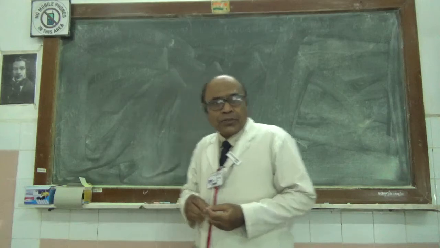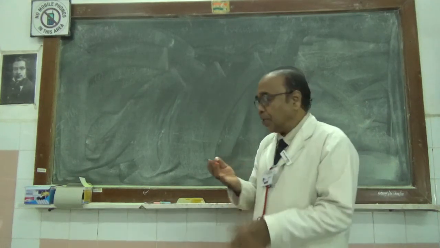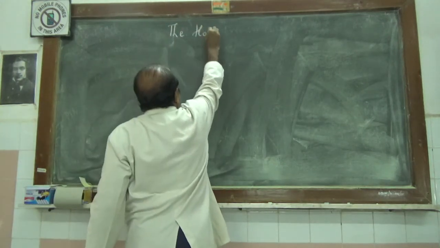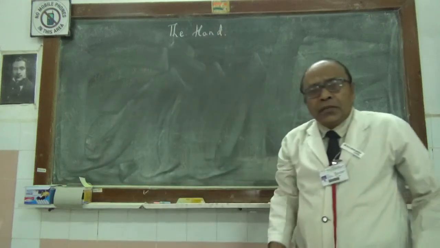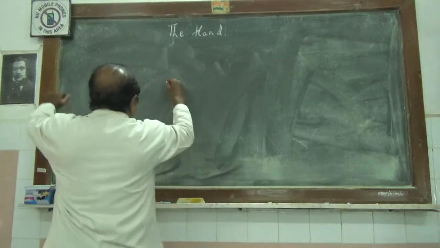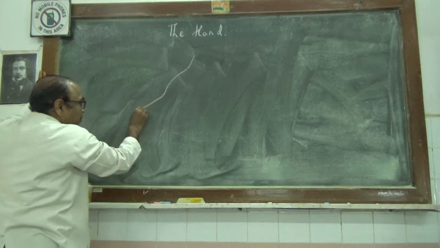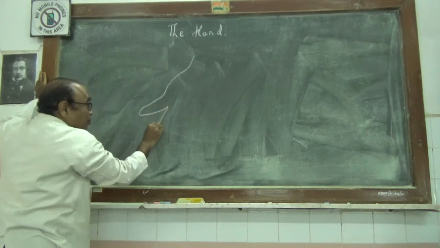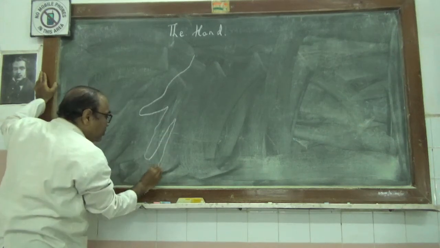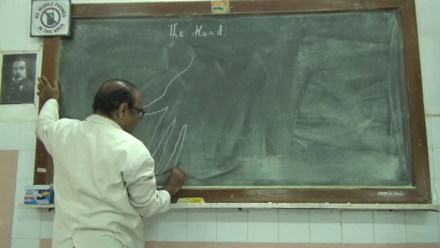Today, we'll go for another region of the upper limb, that is the hand. Now, the hand is the region extending from the wrist joint to the tip of each of the fingers or the digits. So that part is said to be the hand.